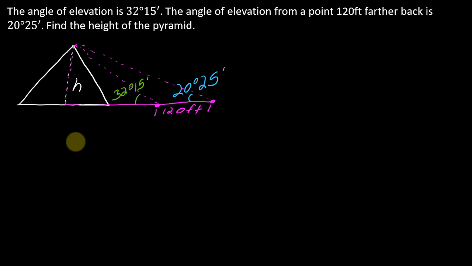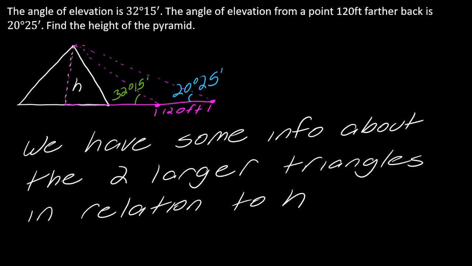So I would actually recommend, once again, that you pause this, because this picture is going to really help us figure things out. So I have this angle here. I have this angle here. I know from here to here is 120 feet. And I want to find the height of the pyramid. So we have some info about these two larger triangles in relationship to H. So think of this triangle here. So see this triangle? You've got the one formed here by this set of dotted lines. And then you have this bigger triangle coming out here, going all the way back to H and up.